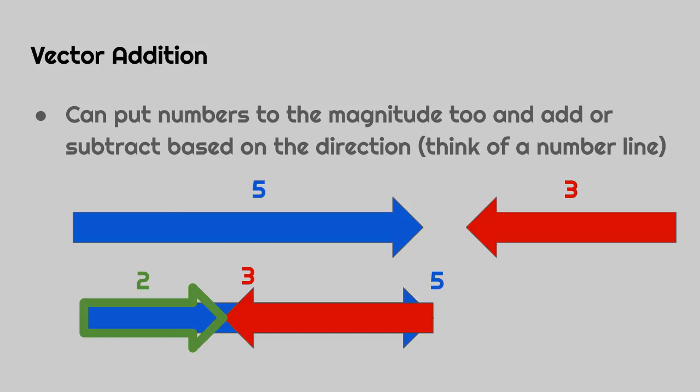Can you put numbers on magnitude to add or subtract? Of course. Here we have a vector of 5 going east, and the one that's going west is 3. We put those together and we have a vector going 2 to the east.